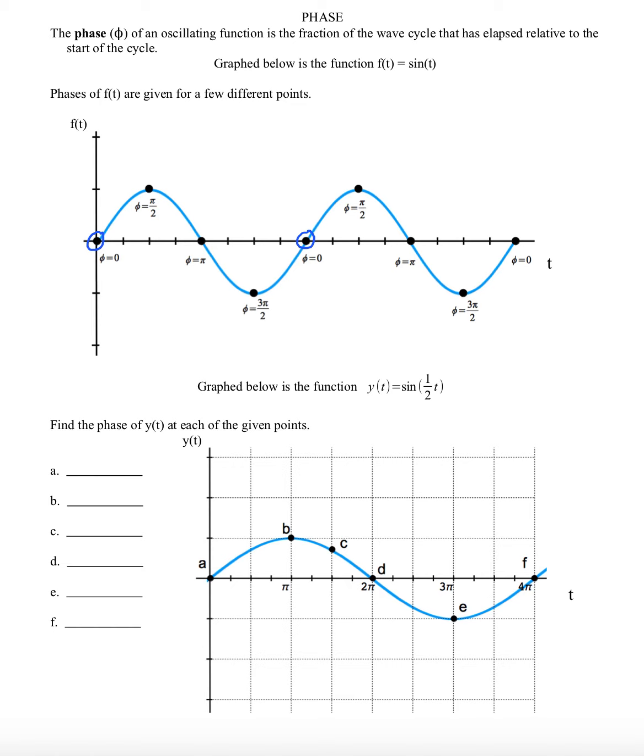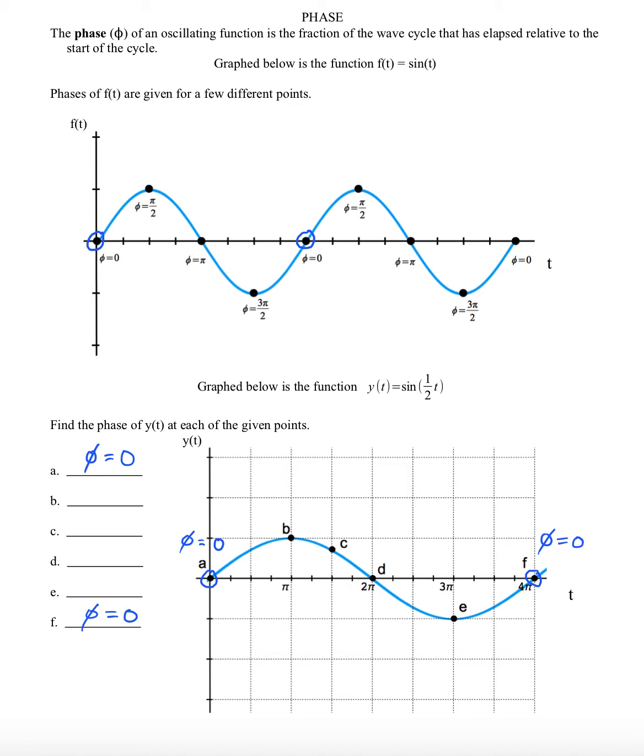Okay, so we know the basic shape of a sine graph. It starts off at 0 at the origin. So at A, that's going to be the beginning of a cycle. It's a phase of 0. Then when we get to the end of the cycle at F, that's a phase of 0 as well, because the entire cycle has been completed.